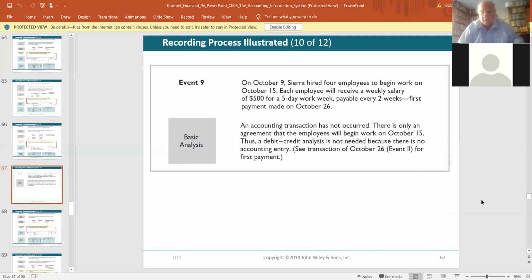On October 9th, they hired 4 employees to begin work. Each employee will receive a weekly salary of $500. This is not a transaction. This is just a press release, okay? Nothing to see here, ladies and gentlemen. Let's keep walking.